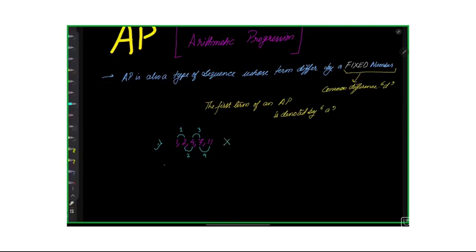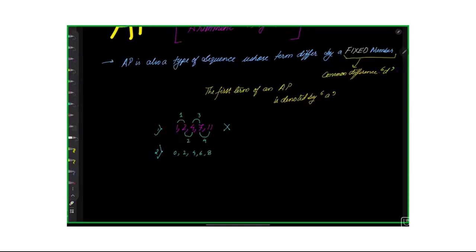Second example, 0, 2, 4, 6, 8. Is this an AP? Again, go by the definition, check the difference. Difference between these two terms is 2. Difference between these two terms is 2. 2, 2. So yes, here the common difference D is constant, right? Hence an AP. Got it?